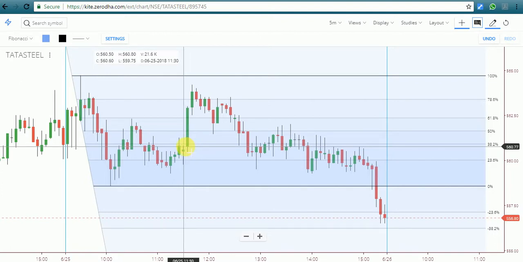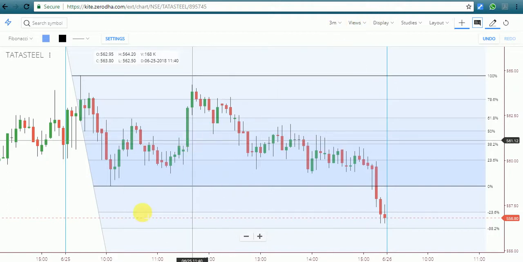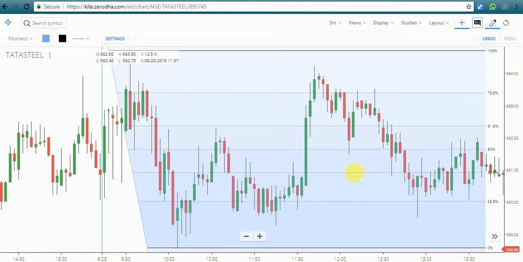Some people who are basic, who have just started, maybe they would have entered here, but we can't go through like this. It's very bad, and it is a high liquidity stock. So let me convert into 3 minutes. See, even in 3 minutes also, I'm not going to take this much risk.